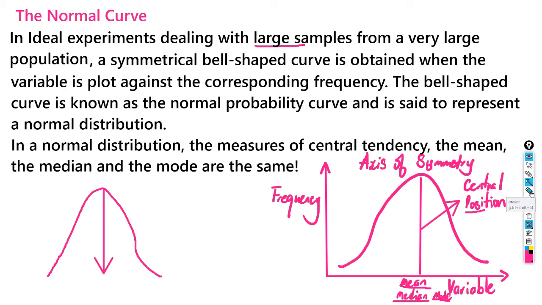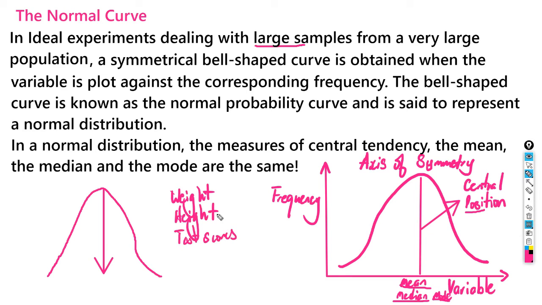Anytime you draw a graph and it looks like a bell shape, when you plot the variable against the frequency, you are going to get a normal distribution. An example of a normal distribution: if you try to find the weight of a set of people in a classroom, you'd more than likely get a normal distribution. If you try to find the height, you'd normally get a normal distribution, or test scores.